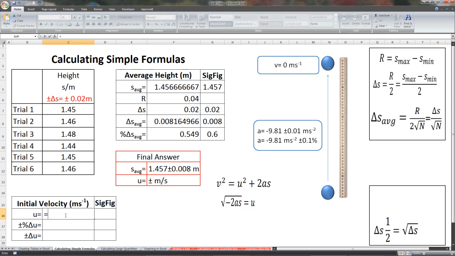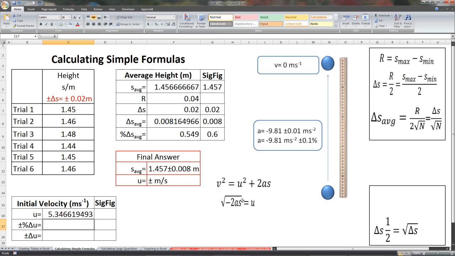And so it's going to be equals the square root, open parentheses, -2 times my acceleration, which is -9.81, times my average of my displacement. So my average is this 1.457 meters. And then I'm going to close parentheses, and it's going to give me this number. So my initial velocity is somewhere around 5.3466.